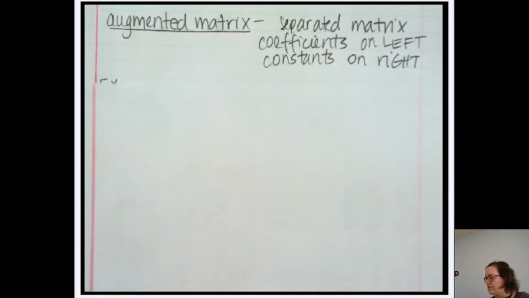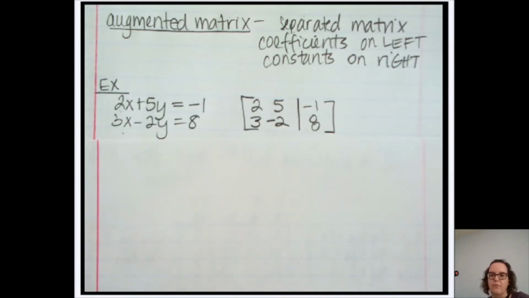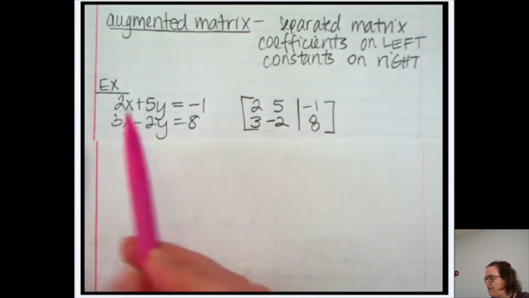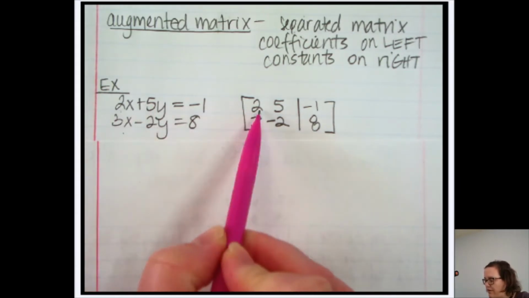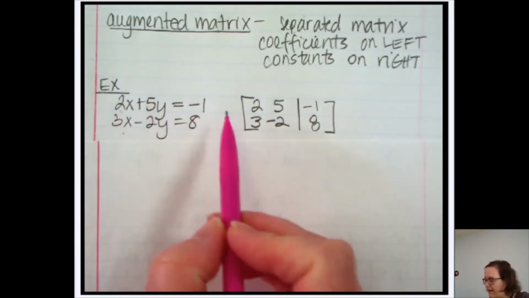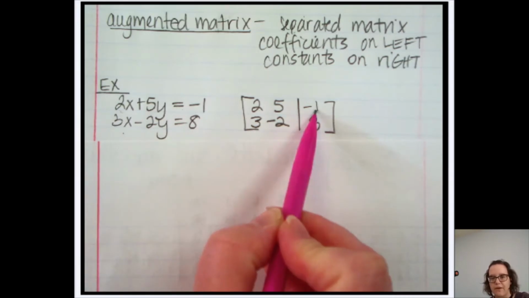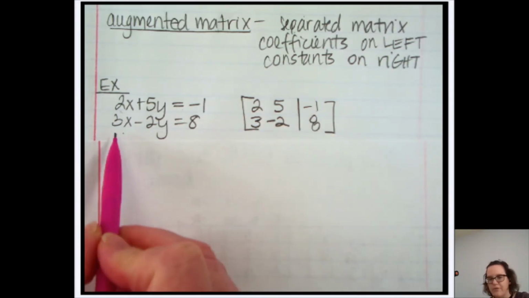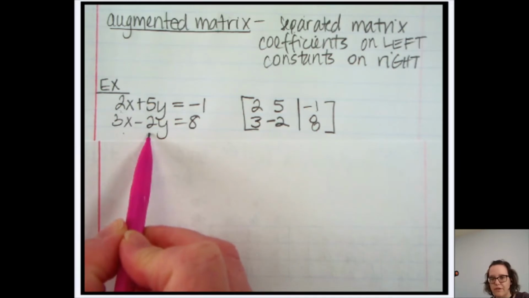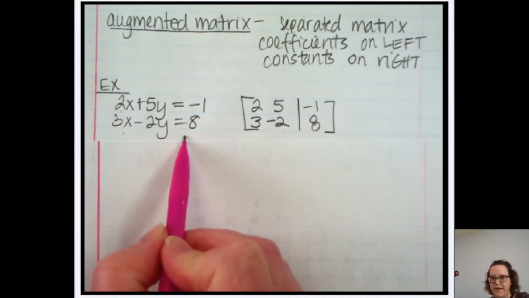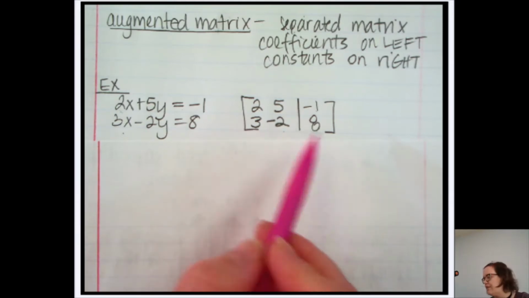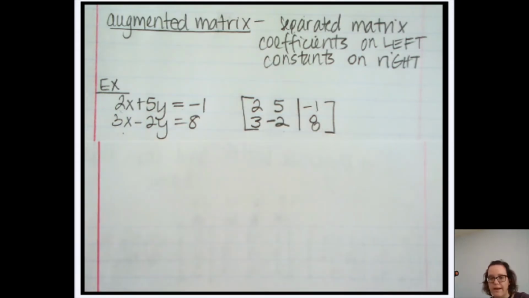systems of equations. Okay, so this first example is a system of two equations. We have 2x plus 5y equals -1 and 3x minus 2y equals 8. And so if you see, my 2 and my 5 come from the x and the y. My -1 comes from the constant on the right. Okay, and then this bottom row comes from 3, -2, and then we have 8. So again, your coefficients are on the left and your constants are on the right. And this is called an augmented matrix.